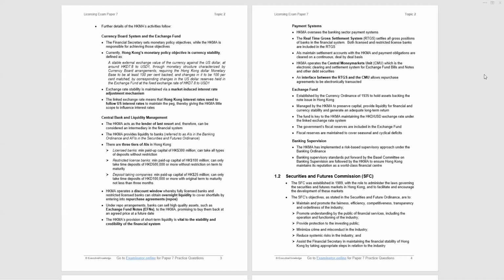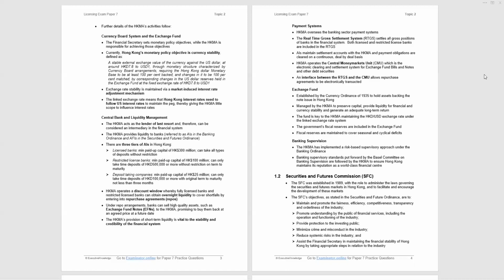Now, as I said, to enhance the Hong Kong market's liquidity, the Hong Kong Monetary Authority operates this discount window whereby fully licensed banks and restricted licensed banks, so those are the two categories of banks, are able to obtain overnight liquidity to cover shortfalls. And they do this by entering into repurchase agreements, which are referred to as repos. Now, under a repo arrangement, banks can sell high quality assets such as exchange fund notes, but also exchange fund bills. They sell them to the Hong Kong Monetary Authority, promising to buy them back at an agreed price at a future date. It's usually overnight.